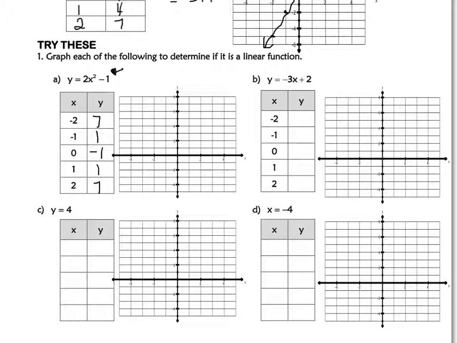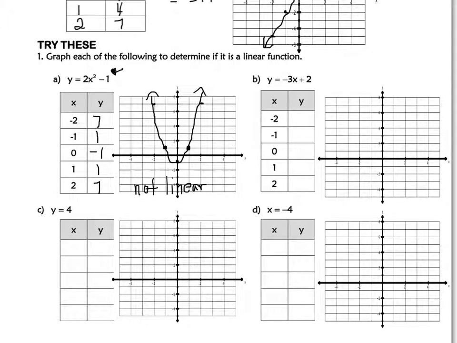So if we plot these, we've got -2 and 7. We've got -1 and 1. We've got 0 and -1. 1 and 1. And 2 and 7. So this graph is definitely not a linear graph. Not linear. It's actually the graph of a quadratic equation, which we'll do later on this year. Introduce it a little bit, and then next year you'll do a little bit more with it.